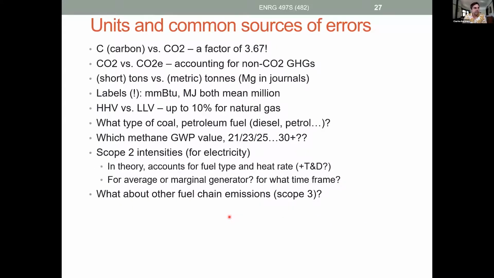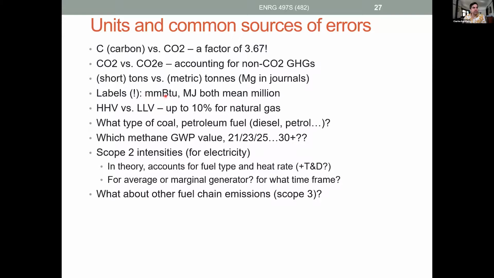Okay, big common sources of errors for greenhouse gas accounting. The main one is confusing carbon with CO2. Another one is confusing CO2 with CO2 equivalent. Short tons versus metric tons. Remember, a short ton is 2,000 pounds. A metric ton is like 2,200 pounds or 1,000 kilograms.